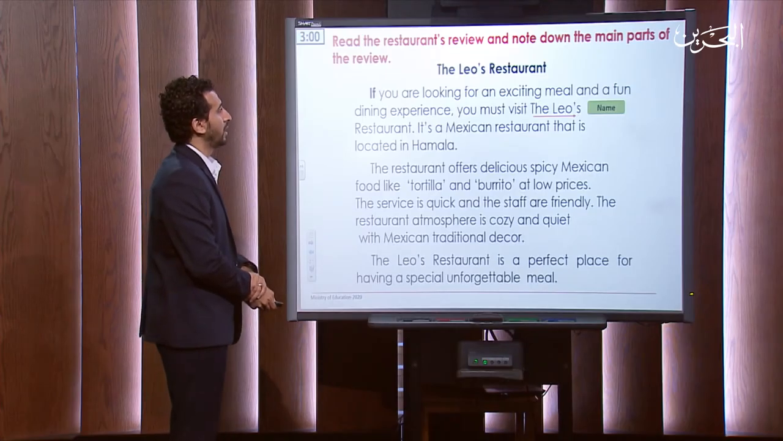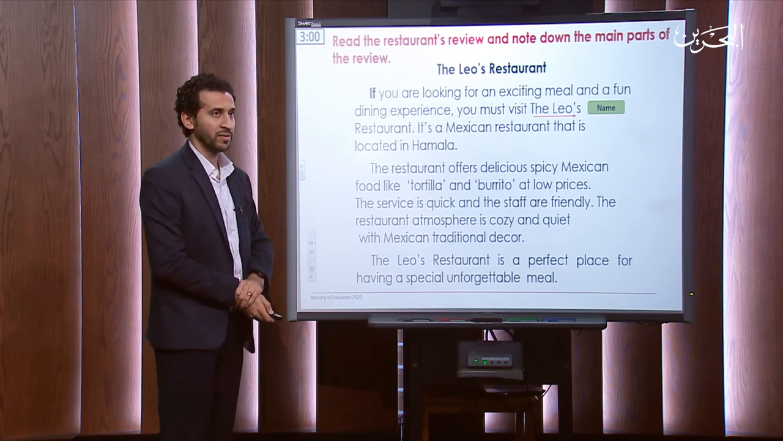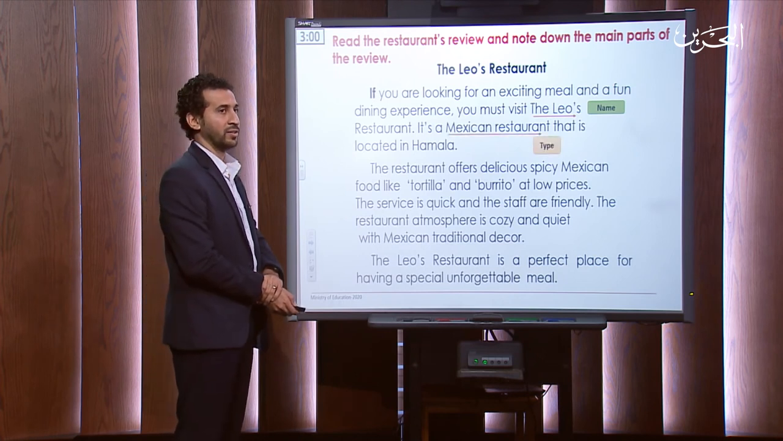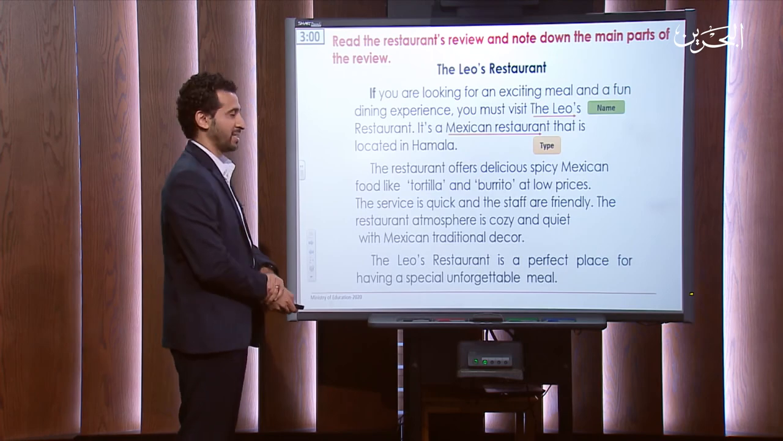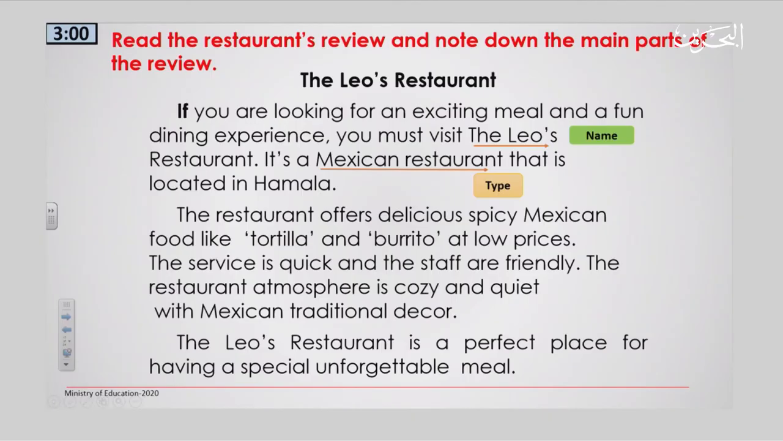Okay, now let's check the main parts of the review together. So here we go. Leo's is the name of the restaurant. And what about the type of the restaurant? It's a Mexican restaurant. Okay, and what about the location? It's located in Hamala. Okay, so it's an area, you know this area, it is in our country.